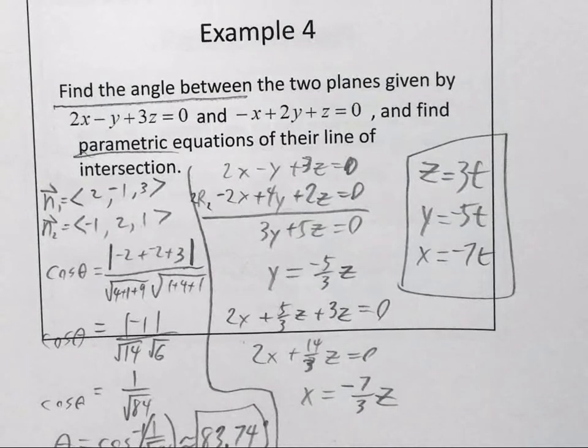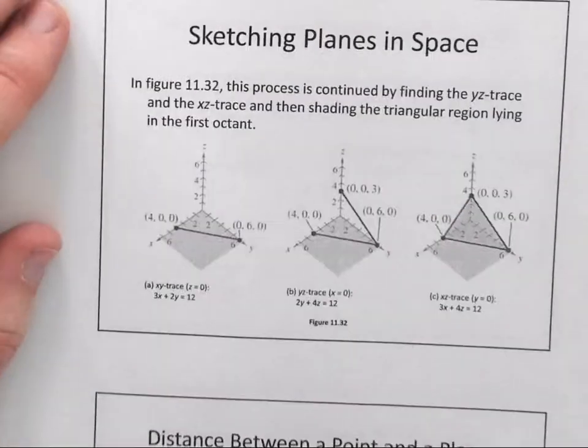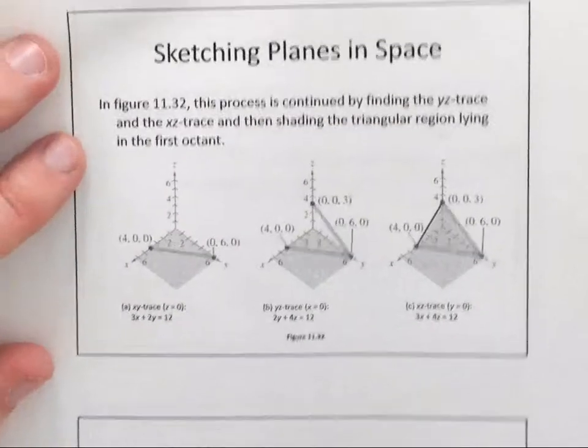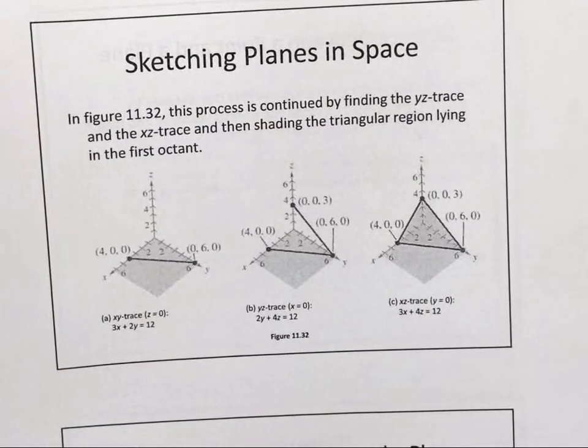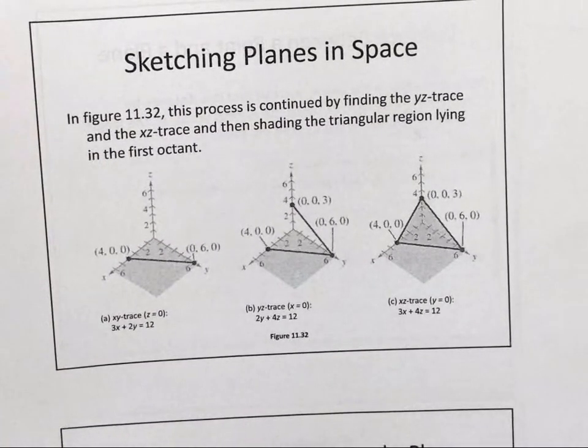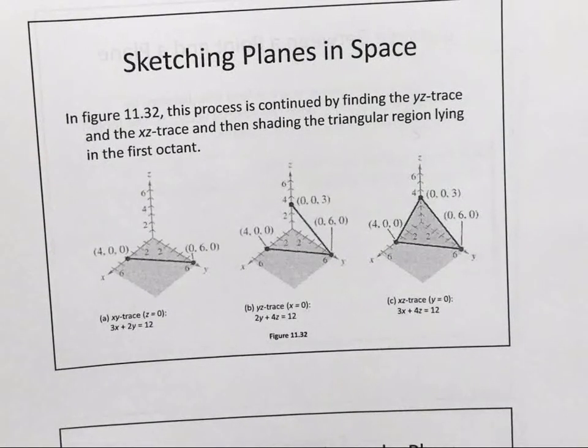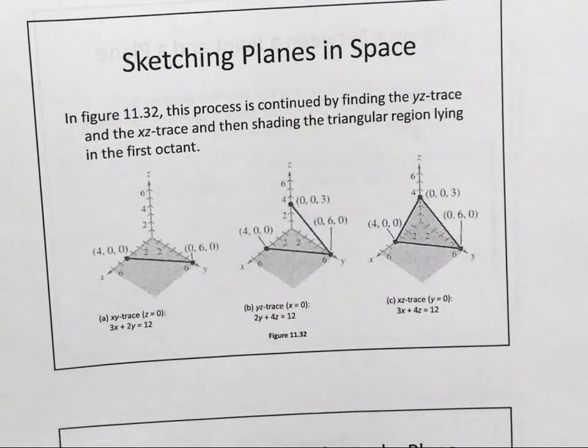One last thing. Well, actually, a couple things. You wouldn't be asked to do this on a test, but it is kind of interesting. If you want to be able to sketch a plane in 3 space, typically what you do is find your points of intersection. You find where it's going to hit the x-axis, where it's going to hit the z-axis, where it's going to hit the y-axis. Draw that triangle and shade it in. That's typically the way they show a plane on there.